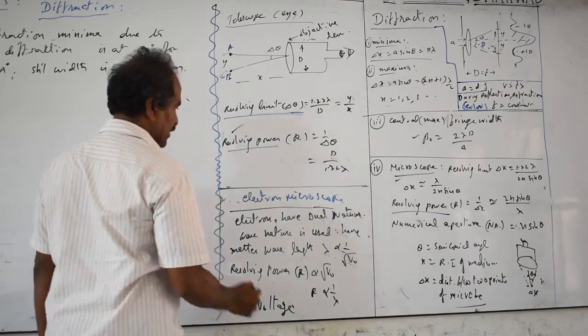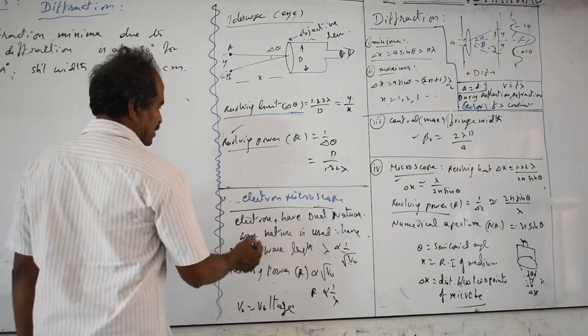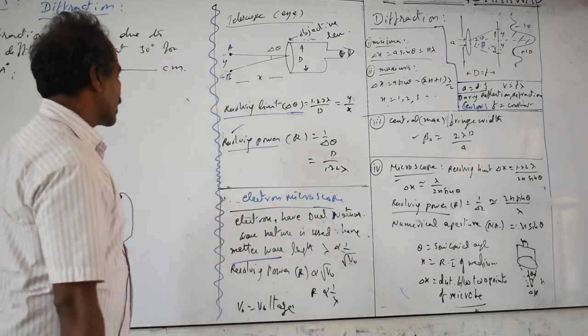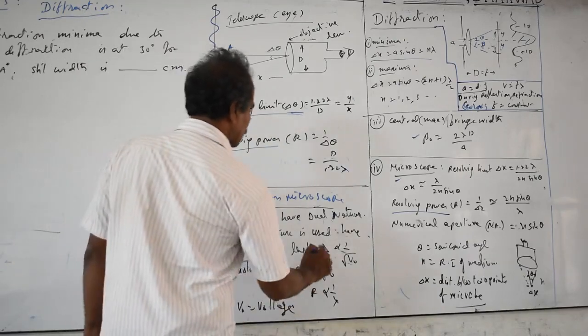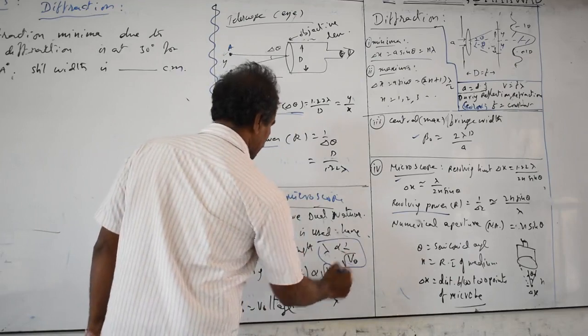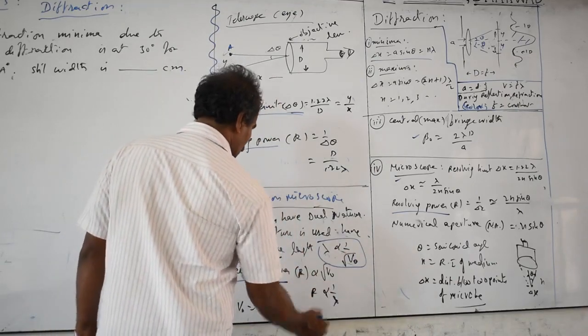Next, the electron microscope works on the principle of the dual nature of electrons, which have wave nature as well as matter waves. That means they have particle nature and also wave nature, have real mass and also travel like waves. The wavelength is inversely proportional to the accelerating voltage, and resolving power is directly proportional to voltage and inversely proportional to lambda.